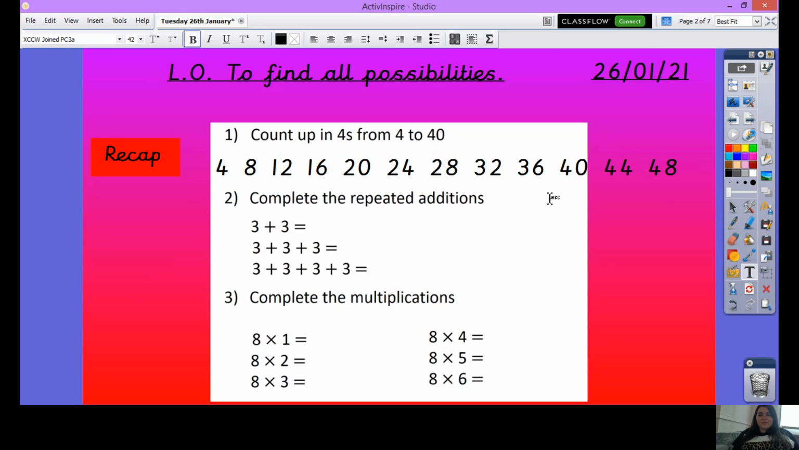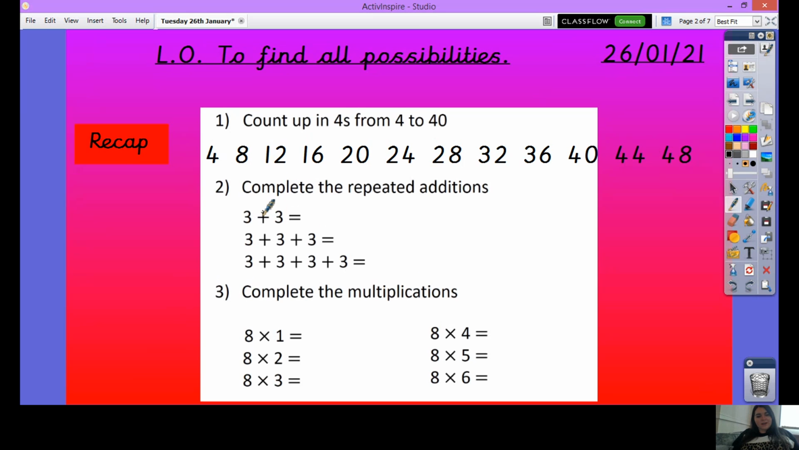Number 2, complete the repeated additions. Pause the video now and try these questions. Okay, so you could sit there and do 3 add 3. I'd be inclined to count. So 3, 6, 9, 12. Much quicker than trying to add on 3 each time in your brain.